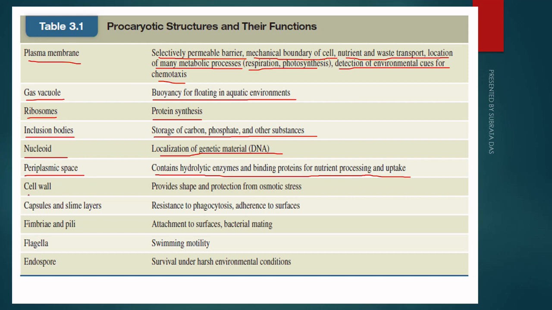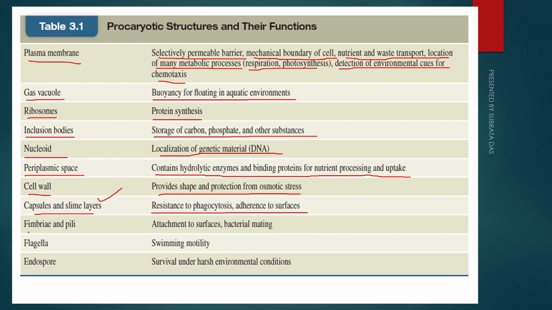Next one is the cell wall. What is the role of the cell wall? It provides shape and protection from osmotic stress. Next is the capsule and slime layer, which are the glycocalyx. What is their role? Resistance to phagocytosis and adherence to surfaces. They help in adhering to different surfaces because they form a sticky layer.